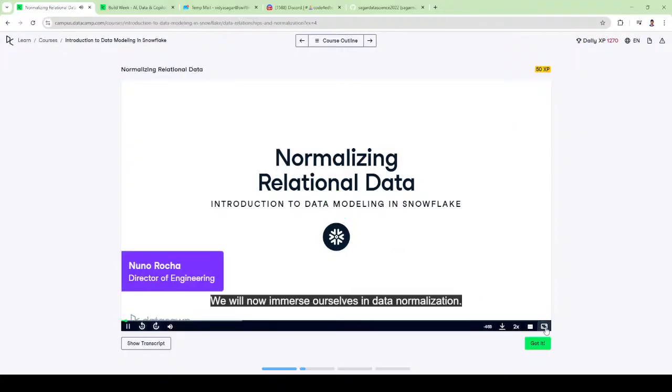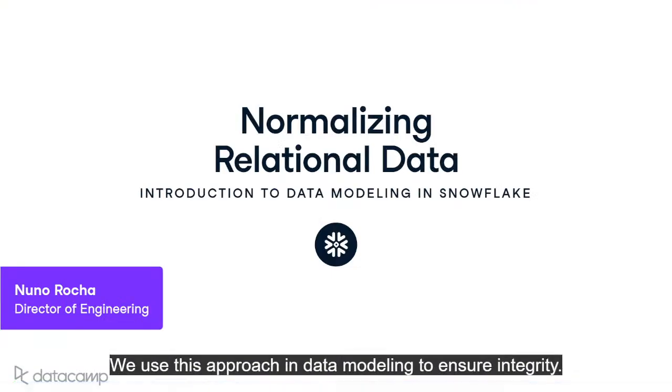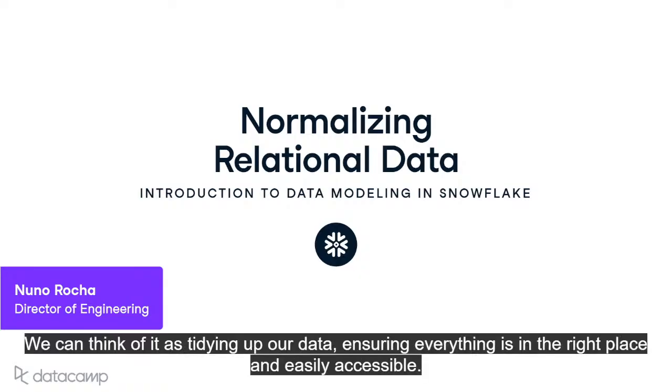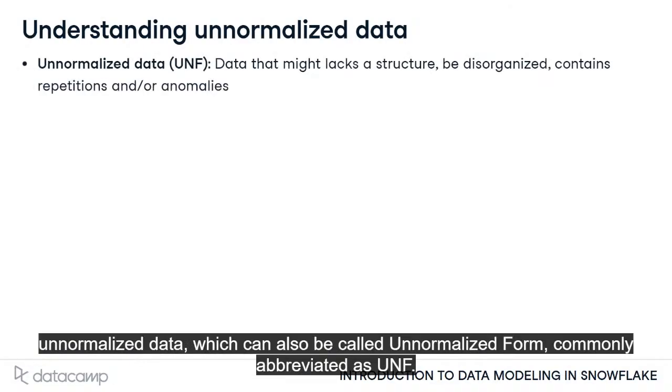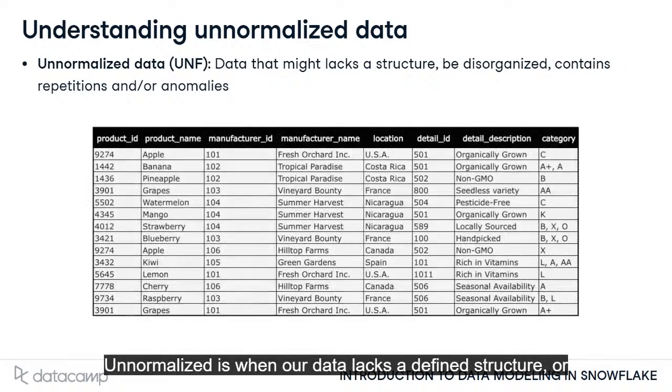Hello again. We will now immerse ourselves in data normalization. We use this approach in data modeling to ensure integrity. We can think of it as tidying up our data, ensuring everything is in the right place and easily accessible. As we explore the data modeling world, we encounter a silent challenge, the unnormalized data, which can also be called unnormalized form, commonly abbreviated as UNF. Unnormalized is when our data lacks a defined structure or is disorganized, where there might be repetitions and anomalies.